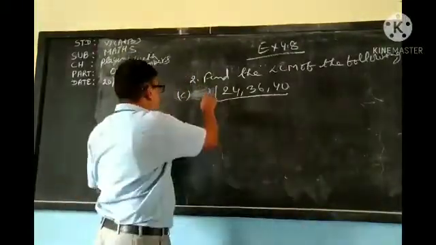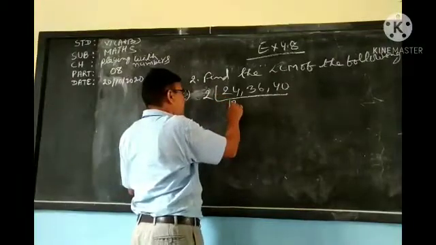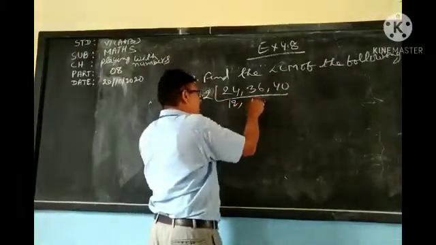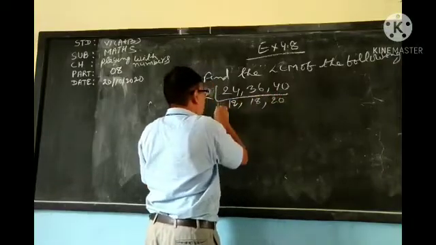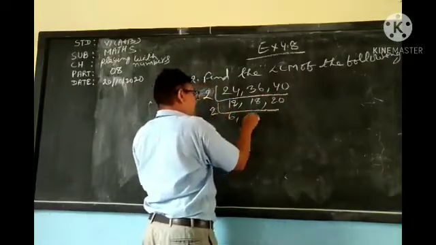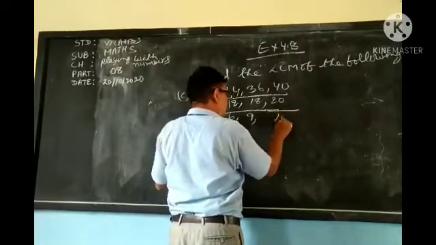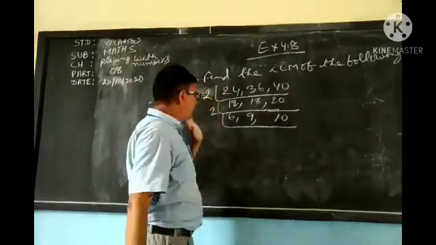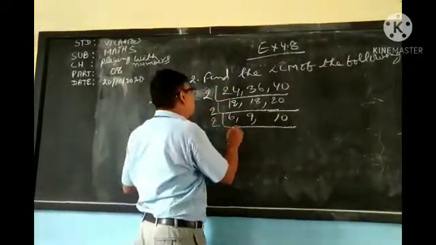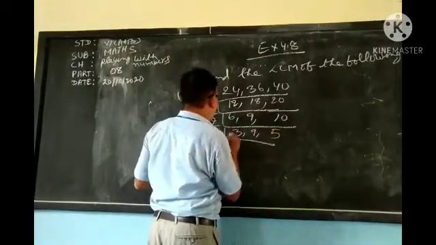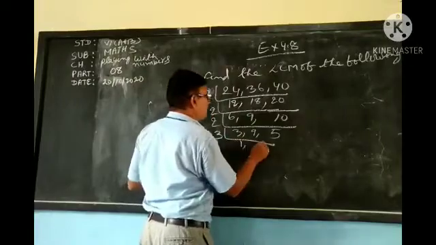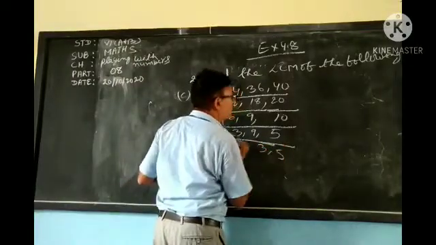So see this one here, 2. What will you write? 12, 18 and 40 divided by 2: 6, 9 and 10... wait, 12, 18 and 20. Now 2, 6, 9 and 10. Is it divisible by 2 again? Yes: 2, 3, 9 and 5. Again 3: 1, 3 and 5.